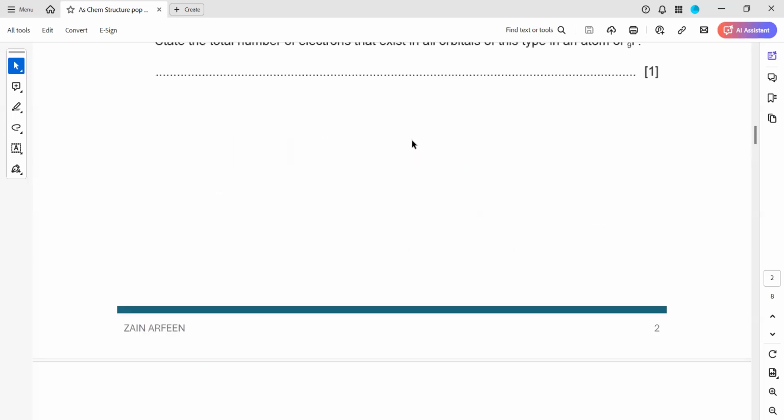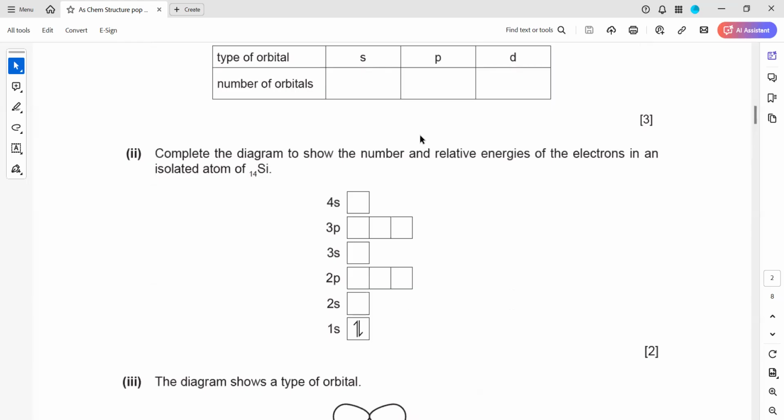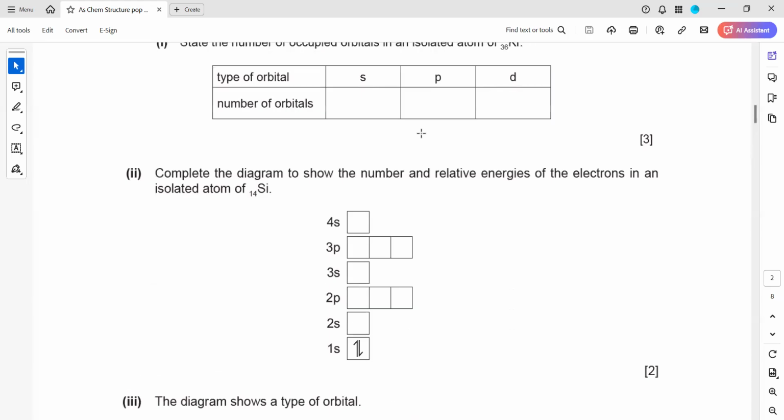B2. Then complete the diagram to show the number and the relative energies for silicon, because silicon is 14. When you write the configuration, 1s2, 2s2, 2p6, 3s2, 3p2, because we need 14. So 1s will have 2 electrons, 2s will have 2 electrons, 2p will have 6, so 1, 2, 3, 4, 5, 6. 3s will have 2, so 1, 2.